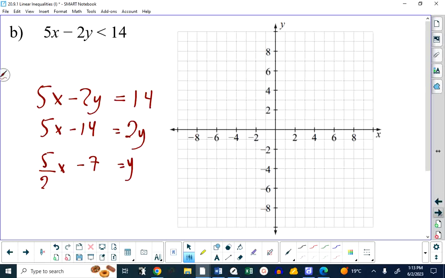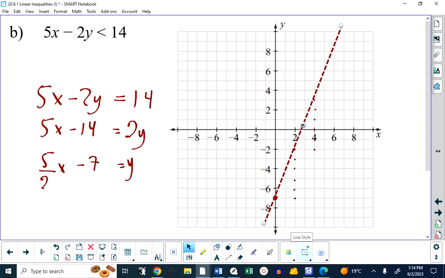-7 is the y-intercept, so we're going to draw our line through this point, although we're not going to draw a solid line when we do so. The slope is 5/2, which means you go over 2 and up 5, over 2 and up 5, etc. Roughly. Now we shade it.